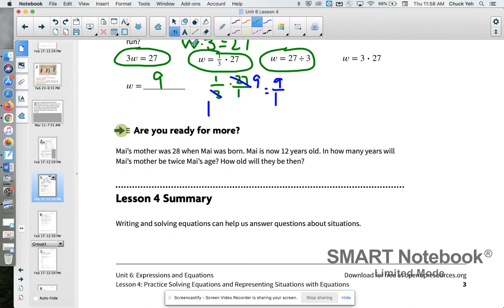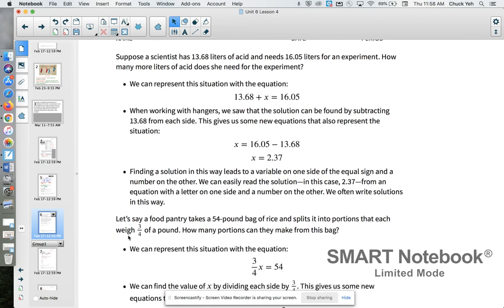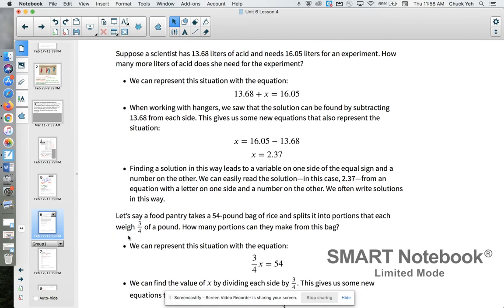Writing and solving equations can help us answer questions about situations. Go ahead and pause it and read that. It's just telling you that if you have 13.68 plus x equals 1605, to find out what x is, you do the inverse operation. It's 237.